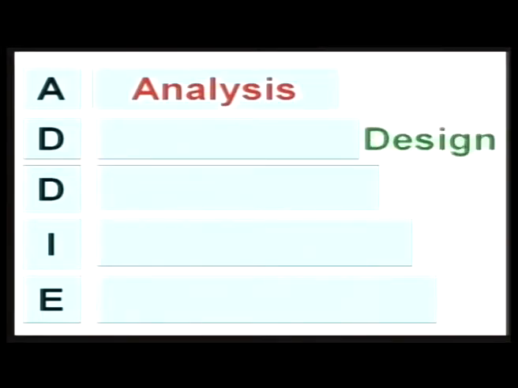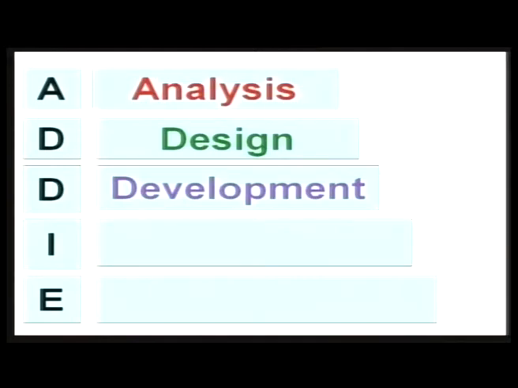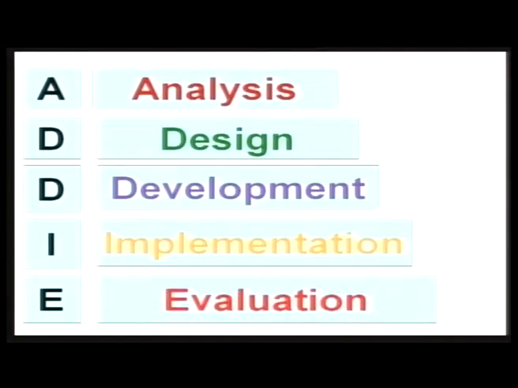What does ADDIE stand for? Let us see one by one. A stands for analysis, D stands for design, the second D stands for development, I stands for implementation and E stands for evaluation. So the ADDIE model has five different phases: analysis, design, development, implementation and evaluation. Now let us understand each stage one by one.